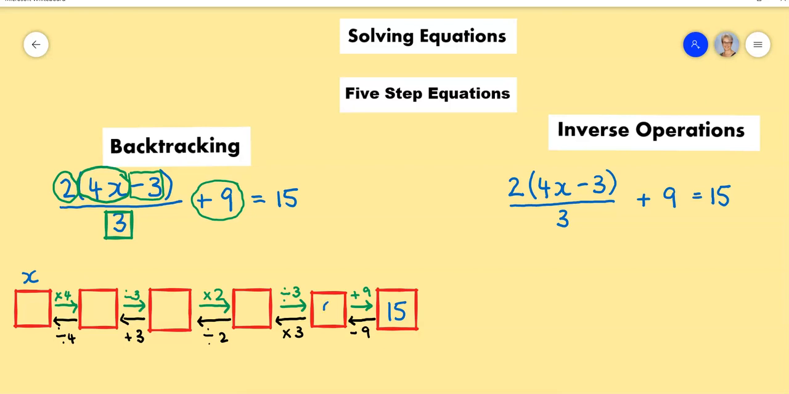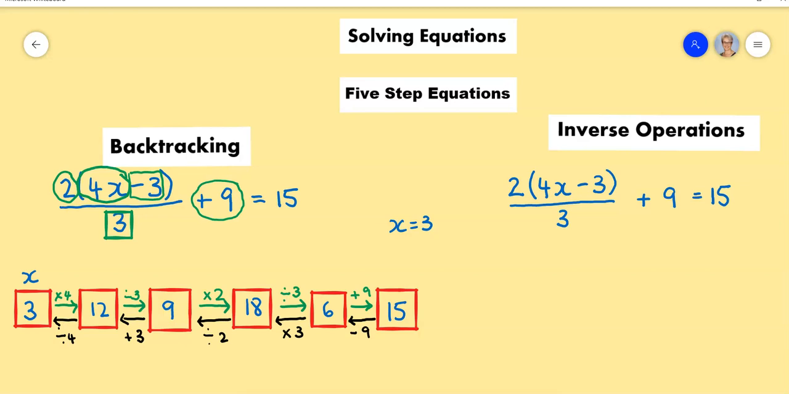15 minus 9 gives us 6. 6 times 3 gives us 18. 18 divided by 2 gives us 9. 9 plus 3 gives us 12. And 12 divided by 4 gives us 3. So our solution to this equation is x is equal to 3.